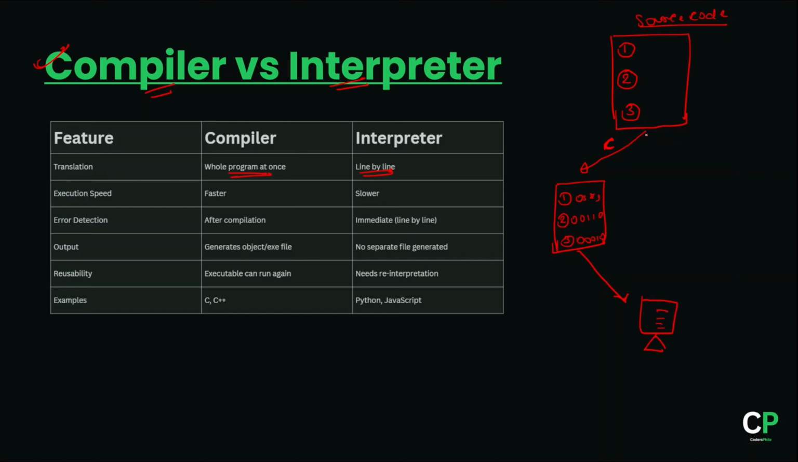On the other hand, in the case of the interpreter, what happens? Suppose here is our interpreter. What does it do? It translates the high level language into machine language line by line. It first takes line number 1, converts it into machine language, 0011, and then executes it.